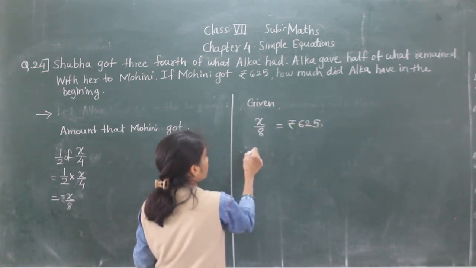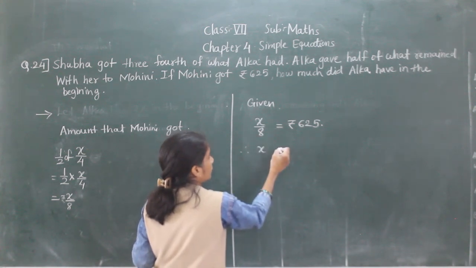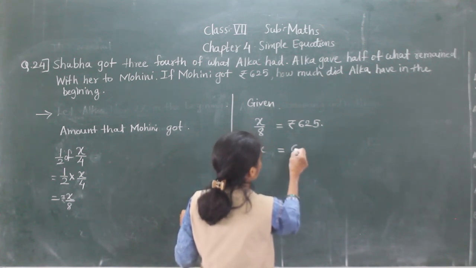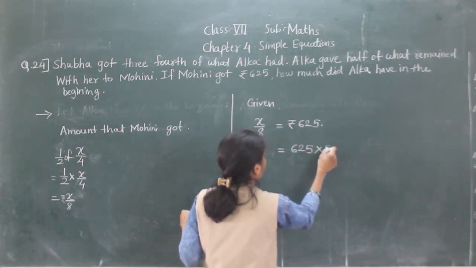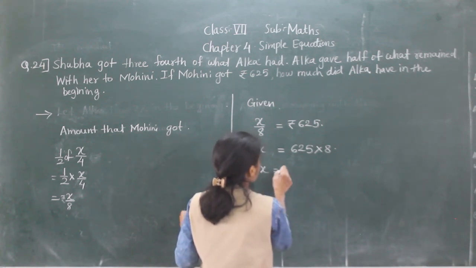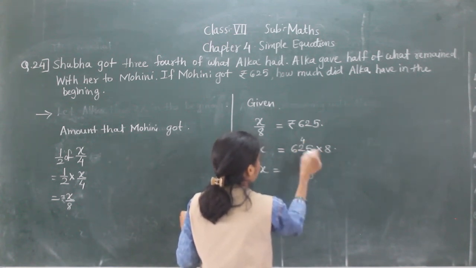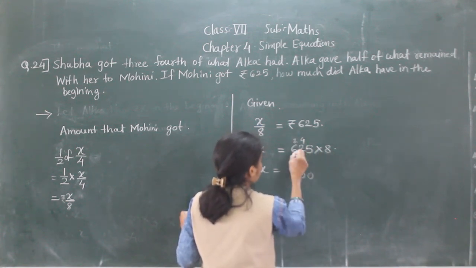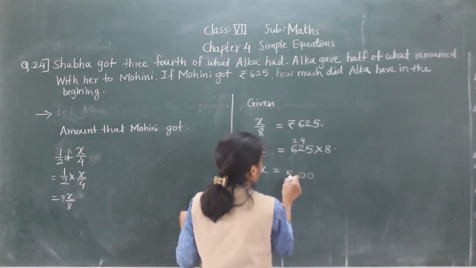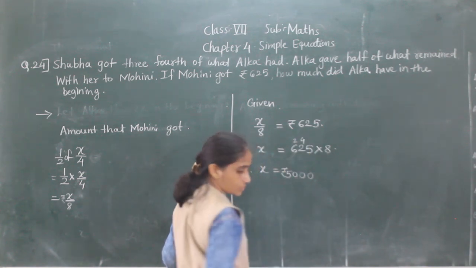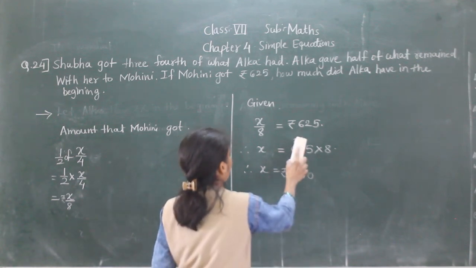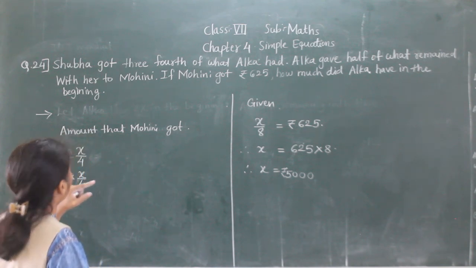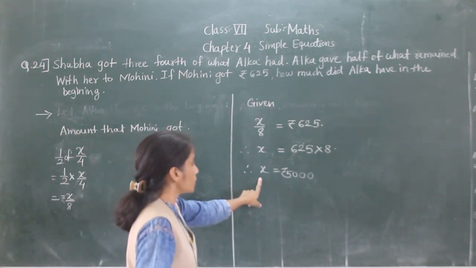Now solve this equation. Now it is here, it will transfer to this side, then it will become multiply. So 625 multiplied by 8. 4x is equal to 8, 5s are 40. Carry 8 plus 16, 16 plus 4, 20, 8 sixes are 48, 40 plus 2, 50. So rupees 5000. So how much did Alka have in the beginning? Rupees 5000.